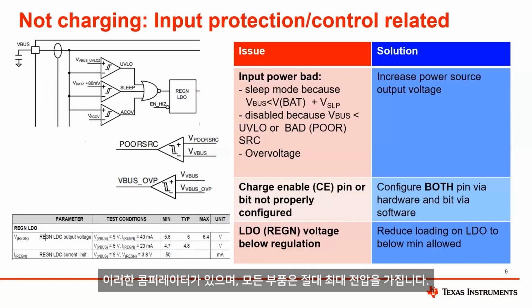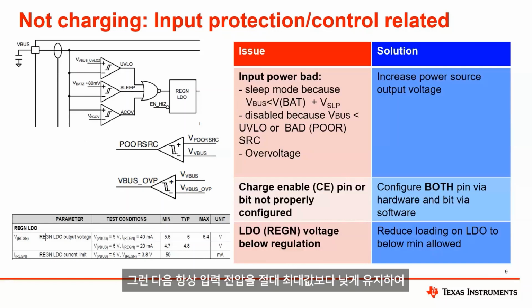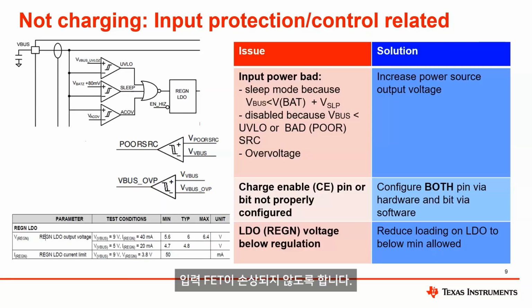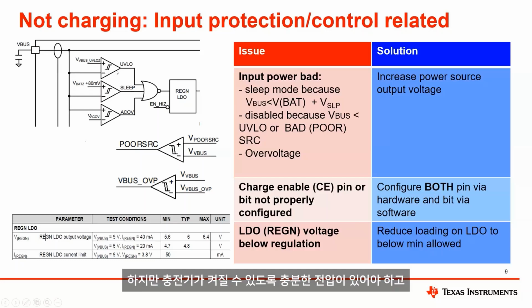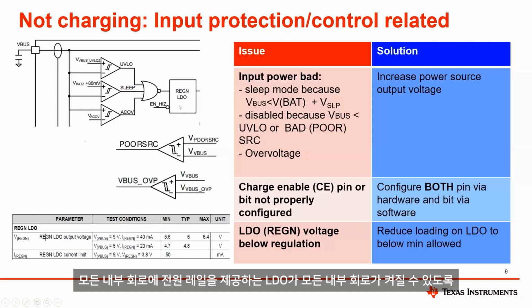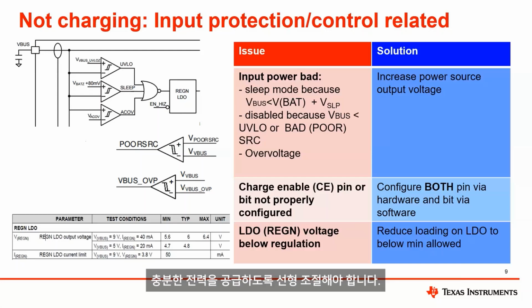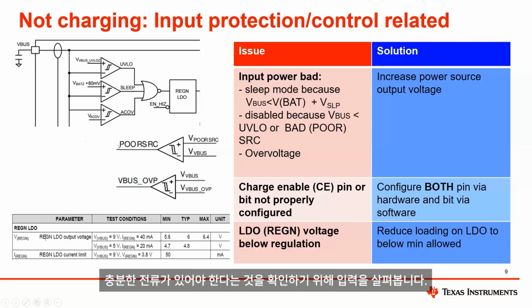You know, all of our parts have an absolute maximum voltage, and then we always make sure that we keep the input voltage lower than that absolute maximum to make sure the IC isn't damaged. But we do still have to have enough voltage to make sure that the charger can turn on and that its linear regulating LDO, which provides the power rail to all the internal circuits, has enough power so all the internal circuits can turn on.